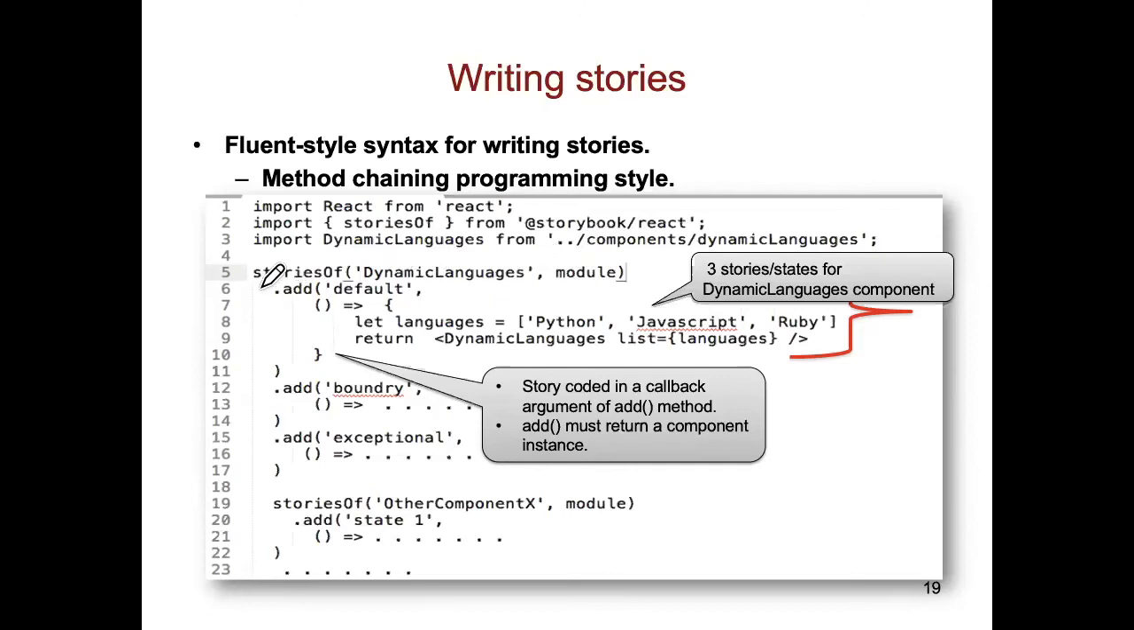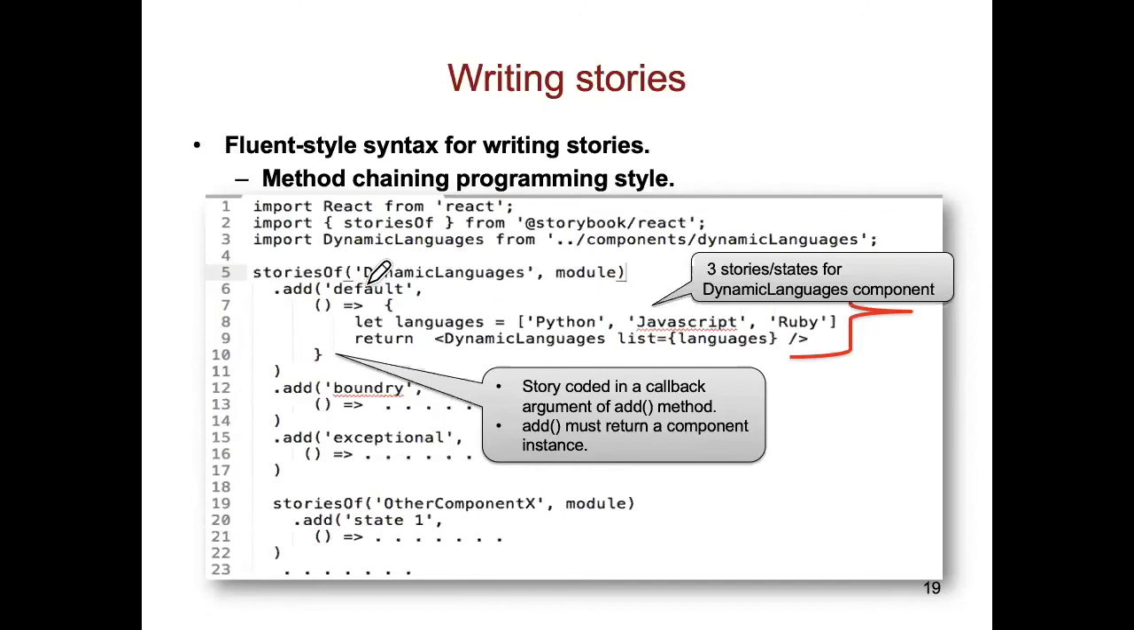And then what you've got to do is chain on invocations of the add method. So I've got an add method here for each story. Okay, so we're using this method chaining coding style, which we saw last week in a different context. And each add method takes 2 arguments. It takes essentially the name that you want to associate with the story. Again, it's a string, it can be anything, but give it something meaningful, I suppose.